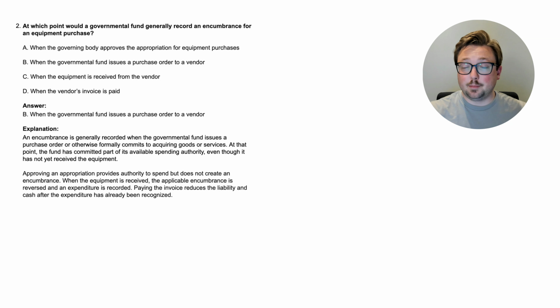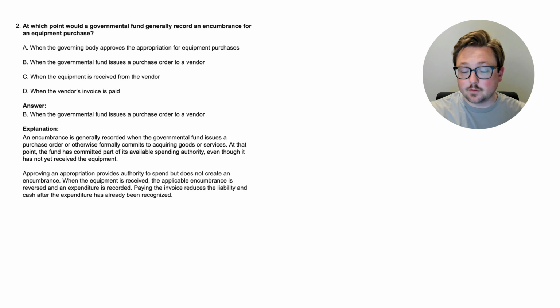Appropriation is basically kind of the bigger picture, like this is the full amount that we are authorized to use for a whole bunch of different things. Whereas encumbrance is almost like a piece of the appropriation where it's like out of the total appropriated amount, we are committing this amount to buy this thing. When the equipment is received, the applicable encumbrance is reversed, and we'll talk about that soon, and an expenditure is recorded. Paying the invoice reduces the liability and cash after the expenditure has already been recognized. But again, when it comes to encumbrance, you're not recognizing an expenditure right away. It's not the same thing as an appropriation.